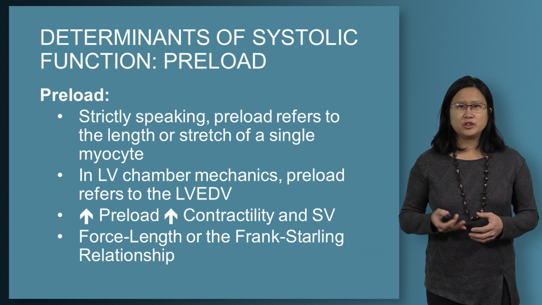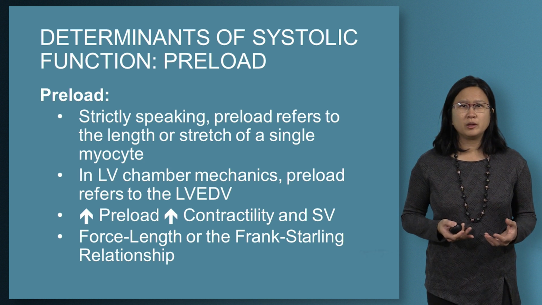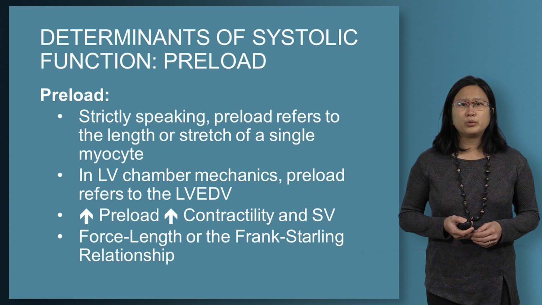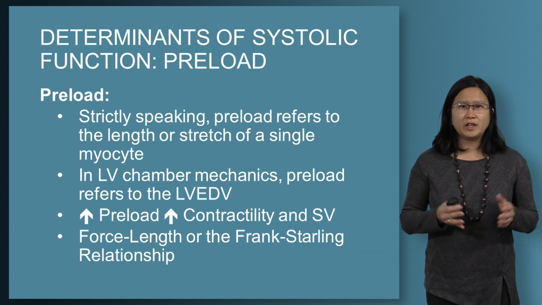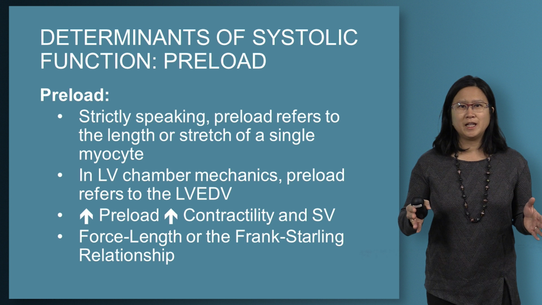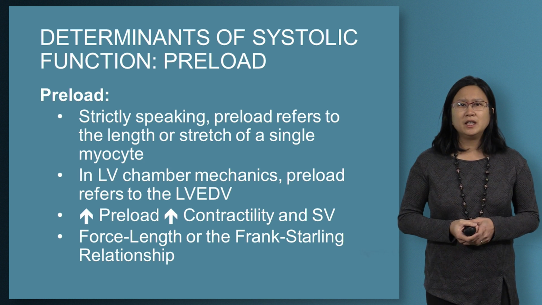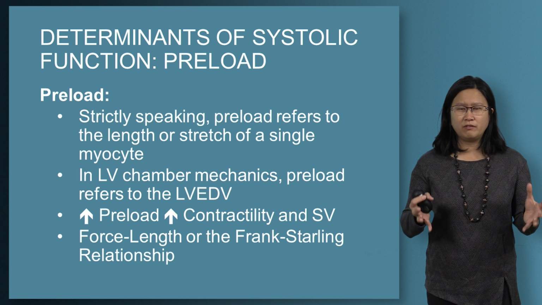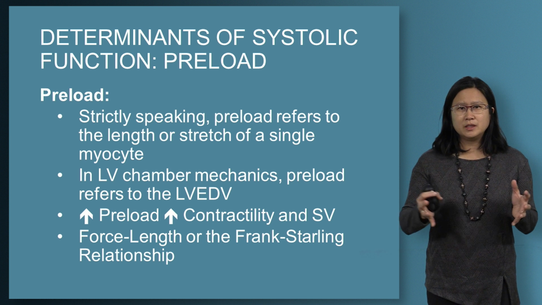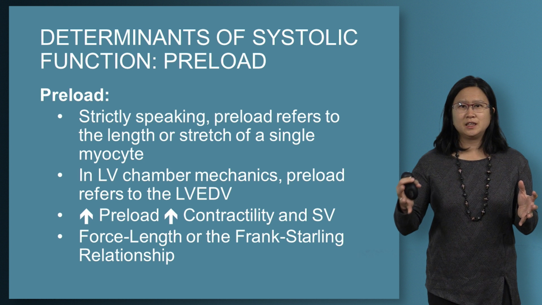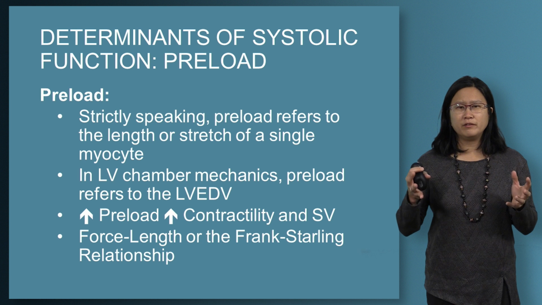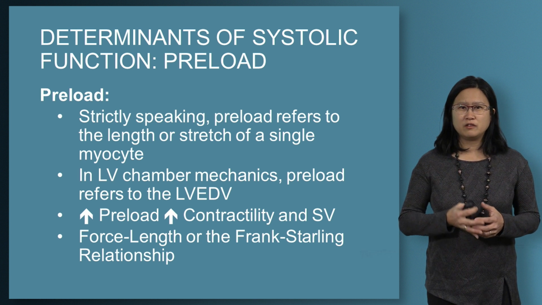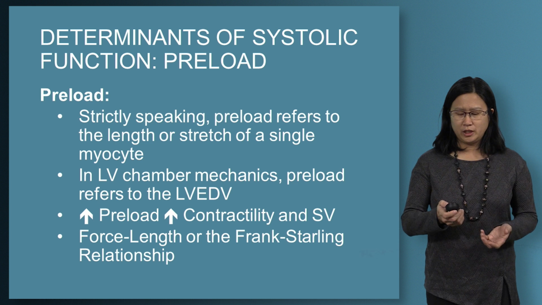So these are determinants of systolic function. The first condition I'm going to talk about is something known as preload. Preload, strictly speaking, refers to the length or stretch of a single myocyte when it's relaxed. In left ventricular chamber mechanics, preload refers to the left ventricular end diastolic volume, so the volume of the ventricle when it's filled. Increases in preload increase contractility and therefore increase stroke volume. That's an intrinsic property of the ventricular myocardium, known as the force-length or the Frank-Starling relationship.